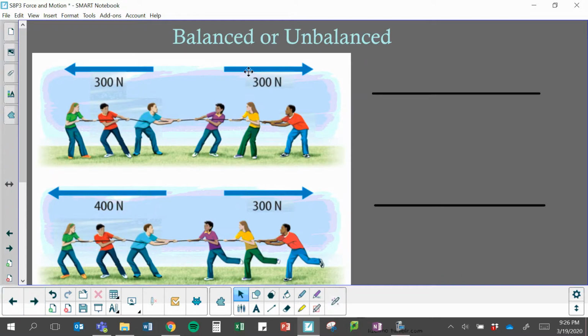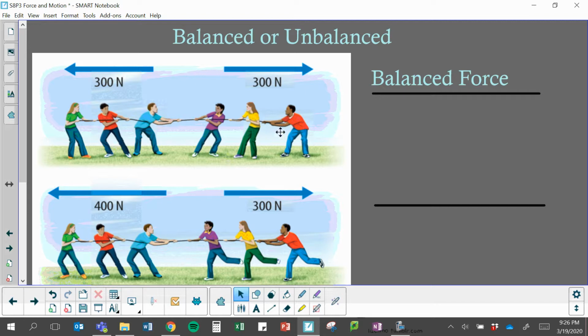Okay, so looking at these 2 pictures, try to identify which one is going to be balanced and which one is unbalanced. So this first one is a balanced force. We have the same number of newtons, the same amount of force being applied in either direction. And notice that when we have this balanced force, it's not going to move. If we have this happening in this tug of war, neither side is winning.